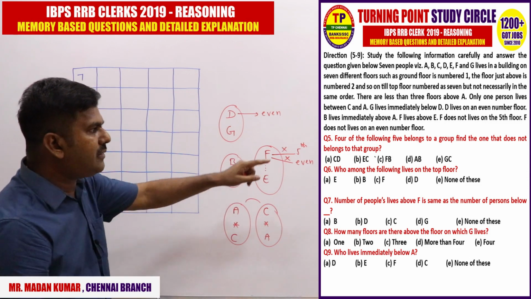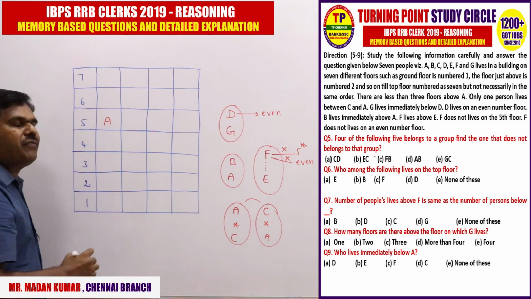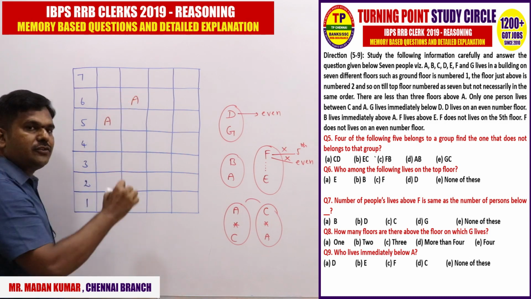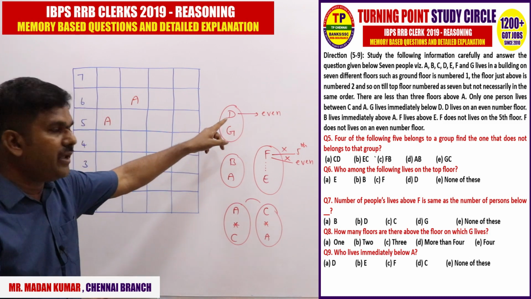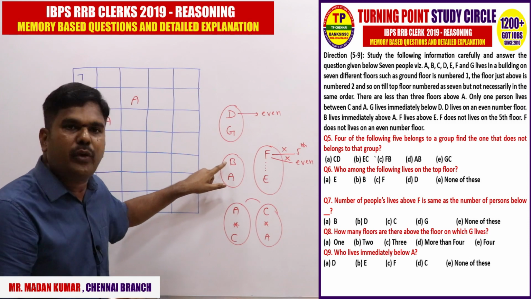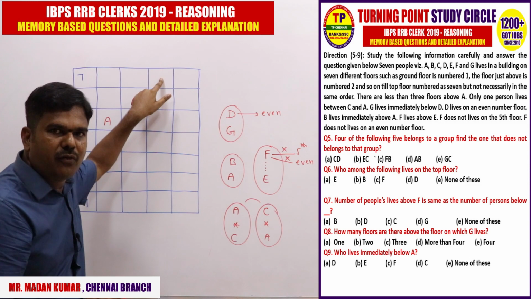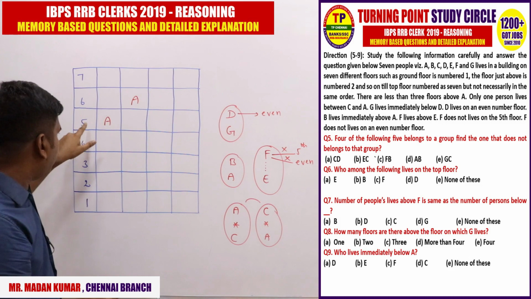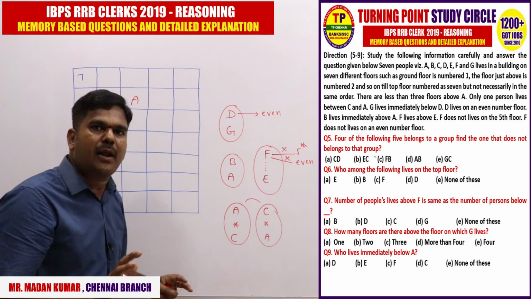Why? Because there are less than 3 floors above A. So I'm just putting A can be 5th floor, or A can be 6th floor also. In the statements, if you observe, immediately above A, who is there? B is there. That is the reason we cannot keep A on the 7th floor. That is the reason I am putting A can be either on the 5th floor or on the 6th floor. No other floors are possible for A.